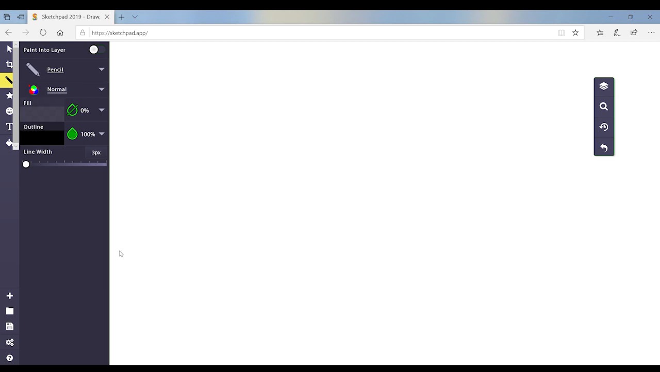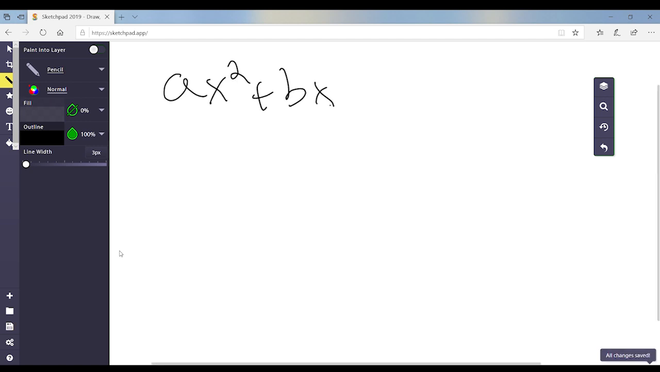Okay, so I wanted to talk about polynomials where the first coefficient, so let's say ax squared plus bx plus c, where the first coefficient is more than 1. So more than 1.